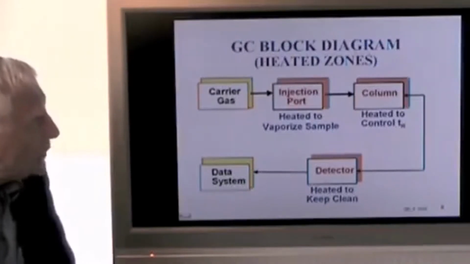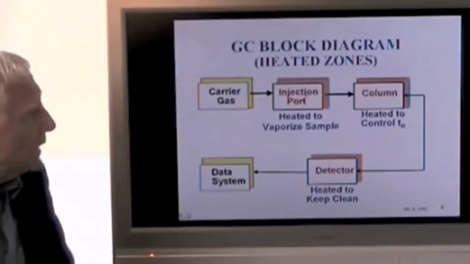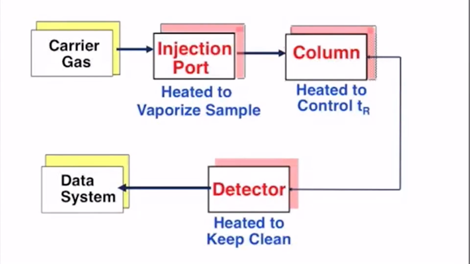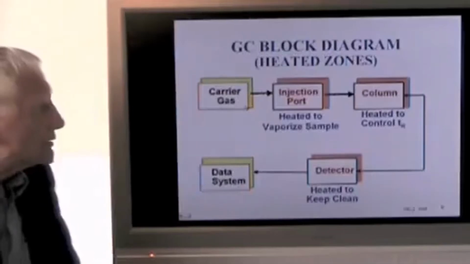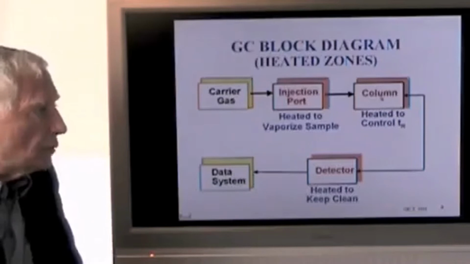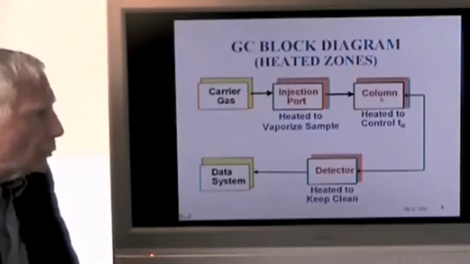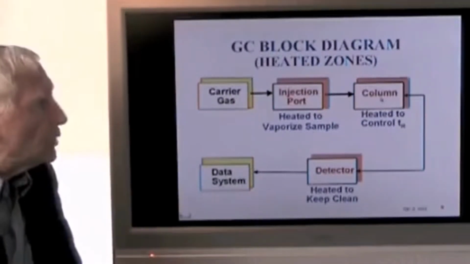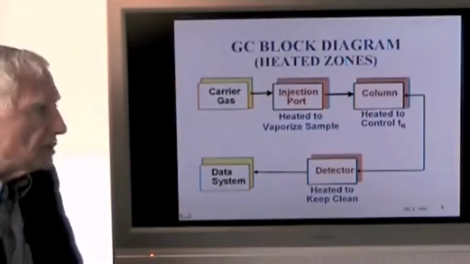We have only 3 heated zones inside a gas chromatograph. Schematically here, injection port, the column, and the detector are all heated, but for different reasons. This injection port is heated simply to vaporize the sample so that the carrier gas can carry the vapors onto the column. The column is heated, often in a temperature programmed mode, increasing column temperature to control the retention time.